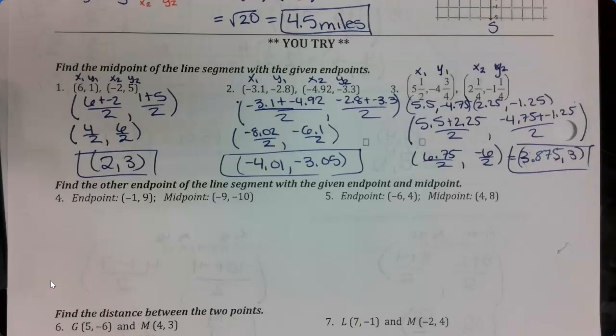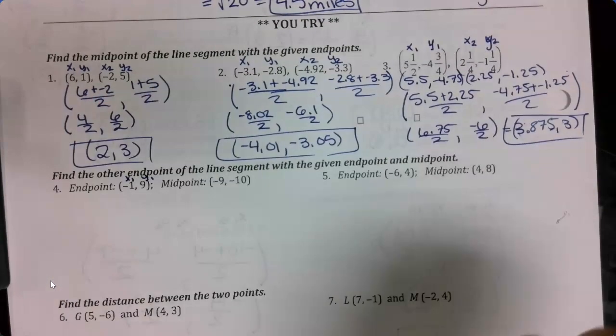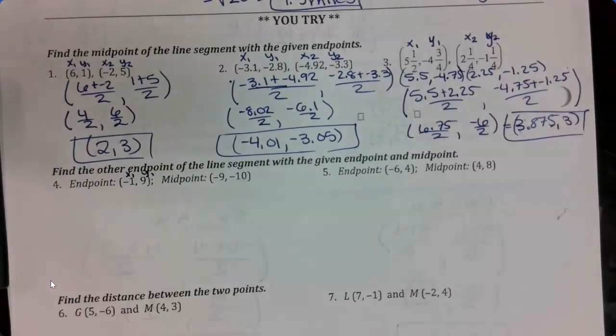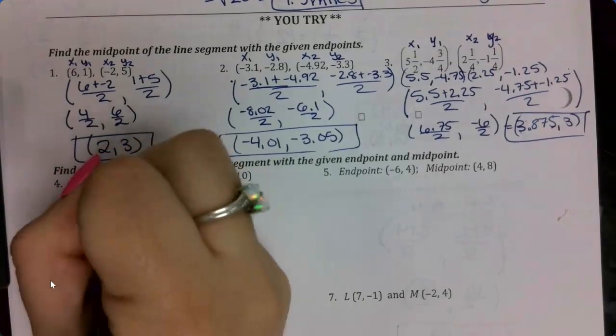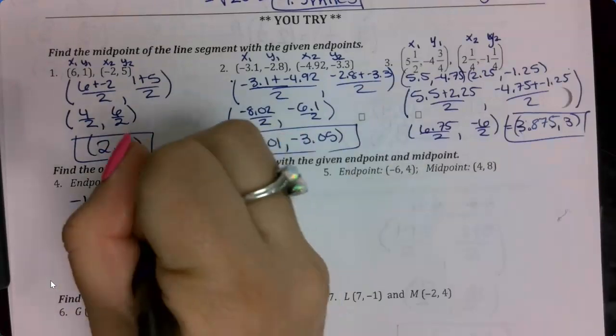So I turned them into decimals and then added them together. So numbers 4 and 5, these ones give me an endpoint and a midpoint, so I have to solve for my other endpoint. So this is going to be my x1, y1, and these are going to be my final answers. So what I do here is I have some other x that I don't know what it is. So to solve, I'm adding -1 to something and dividing by 2. And I get my midpoint answer of -9.